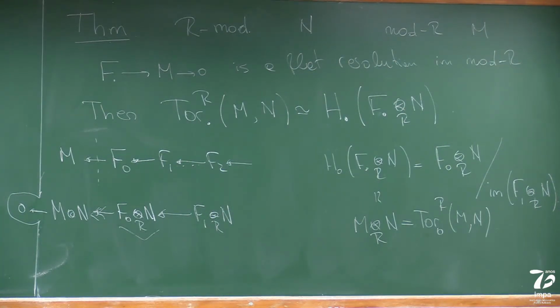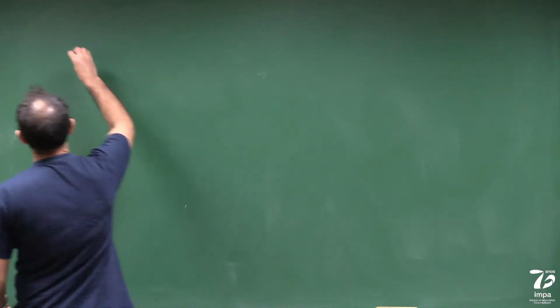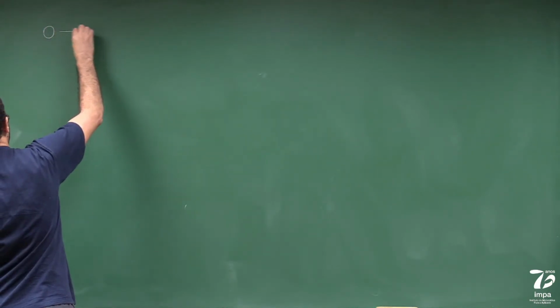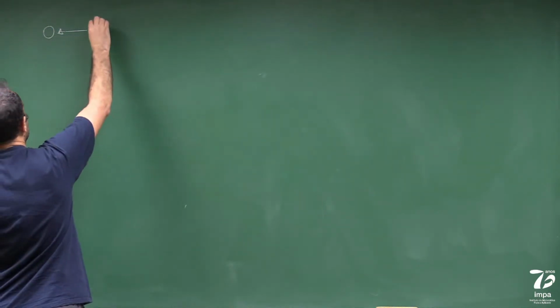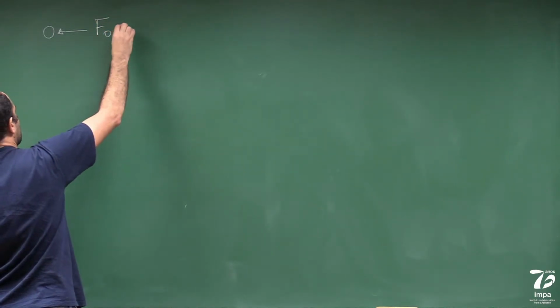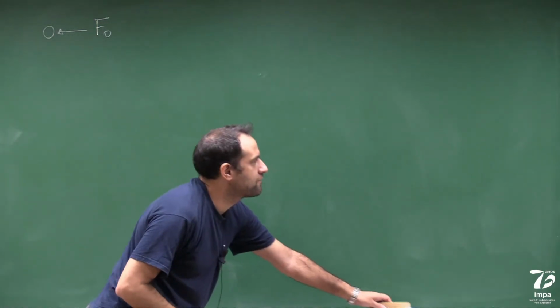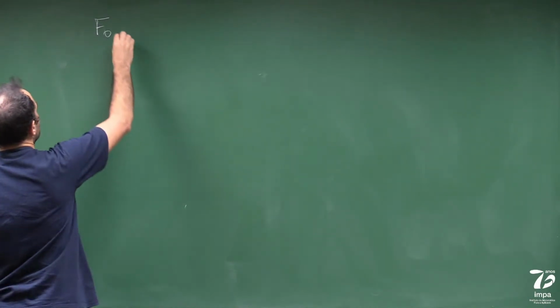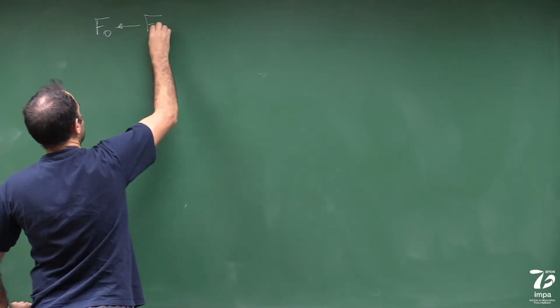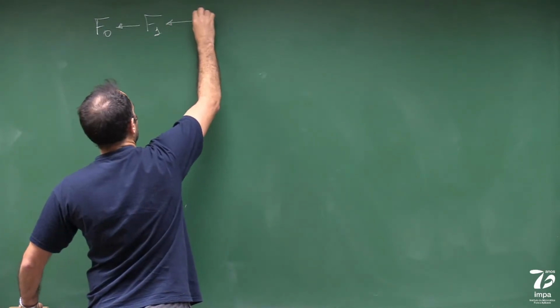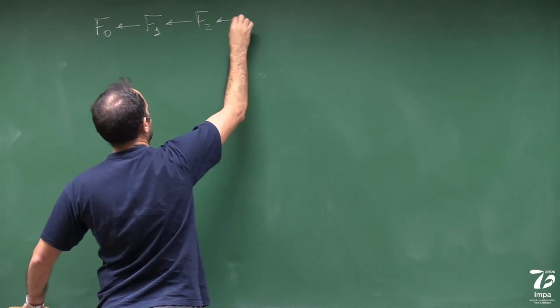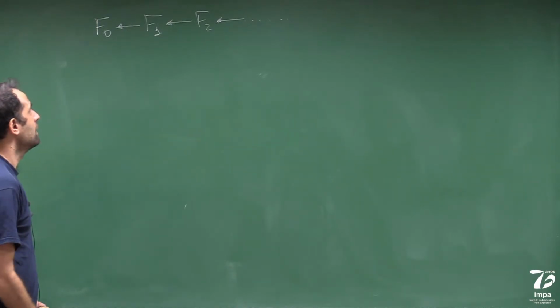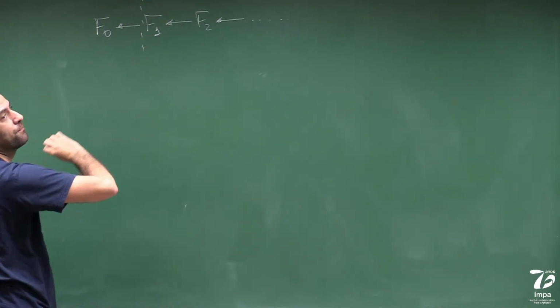Okay, so let's move on to degree 1. So what's the trick now? I'm going to look at my complex. This flat resolution complex consists of these guys, F1, F2, and so forth. So I can just truncate this complex here now.